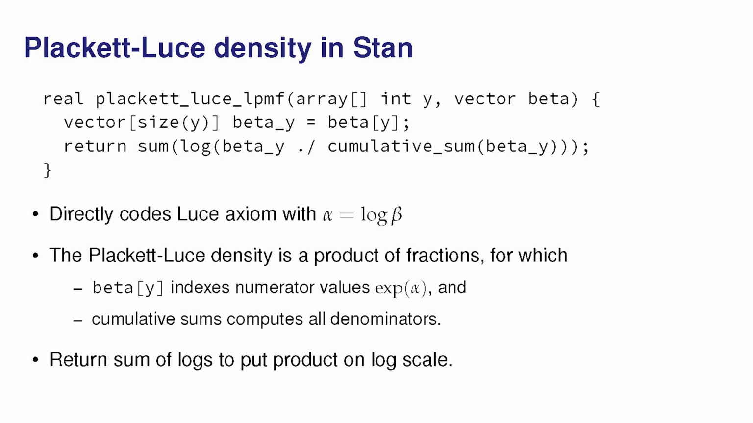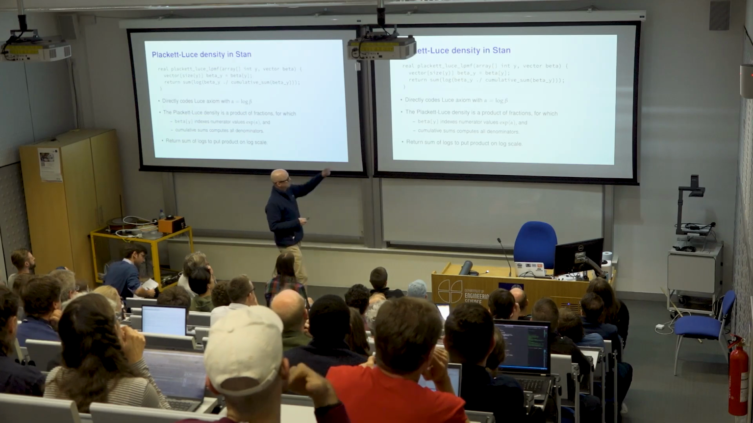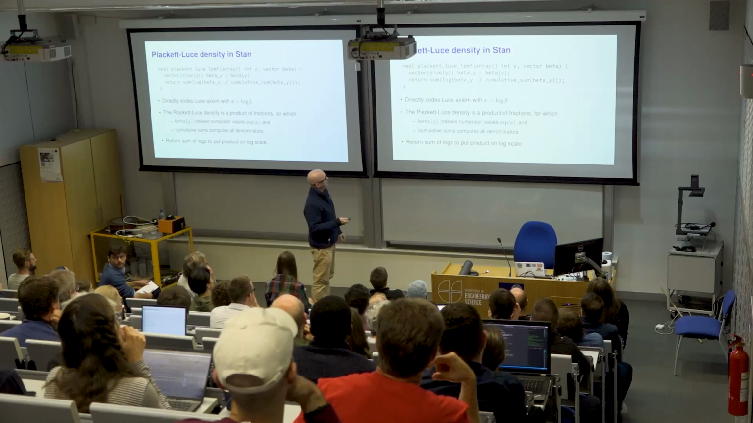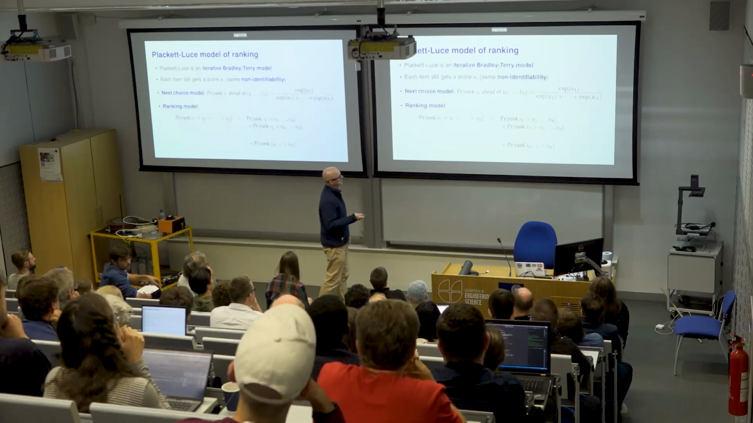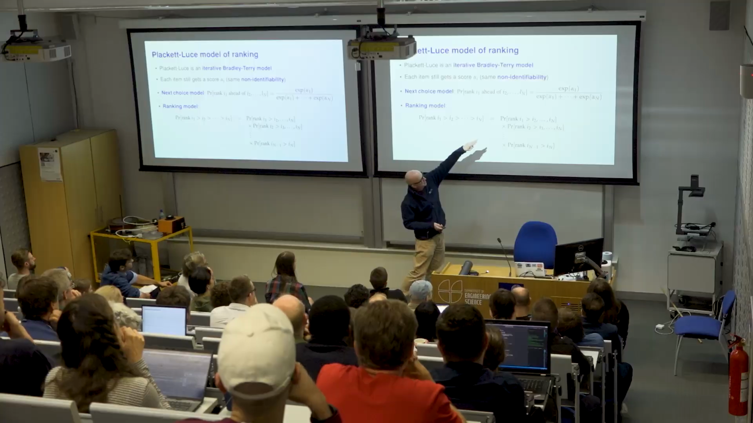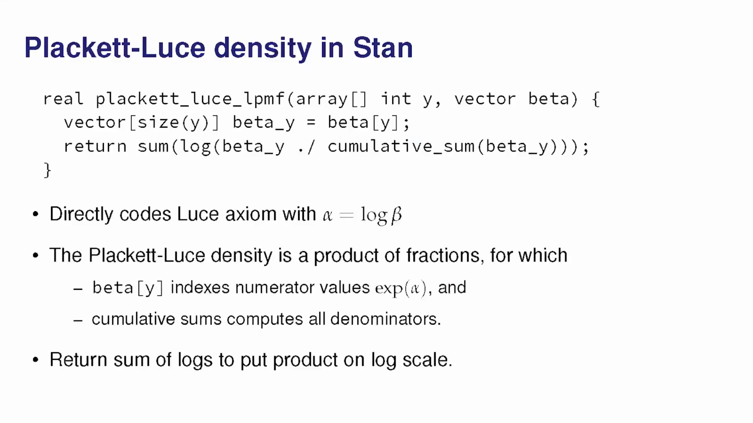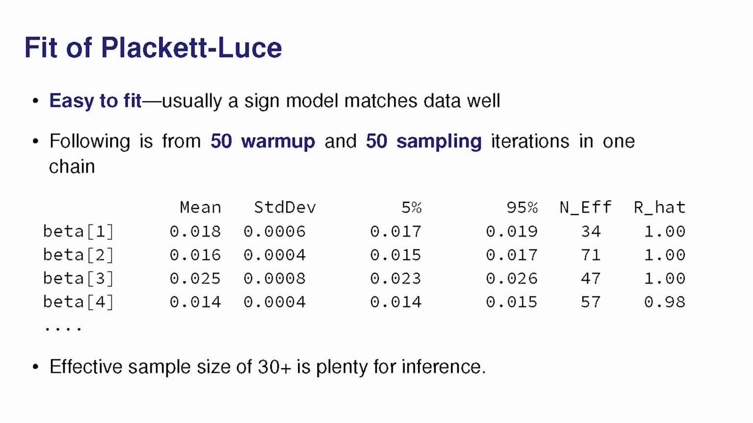We're doing element-wise division. Right, so beta y is indexing the numerators, and the cumulative sum indexes all the denominators. So if you look at what's going on here, each one of those has a numerator, and each one of those has a denominator based on everything that's left, and that's what's getting calculated with this here. So it's very easy.